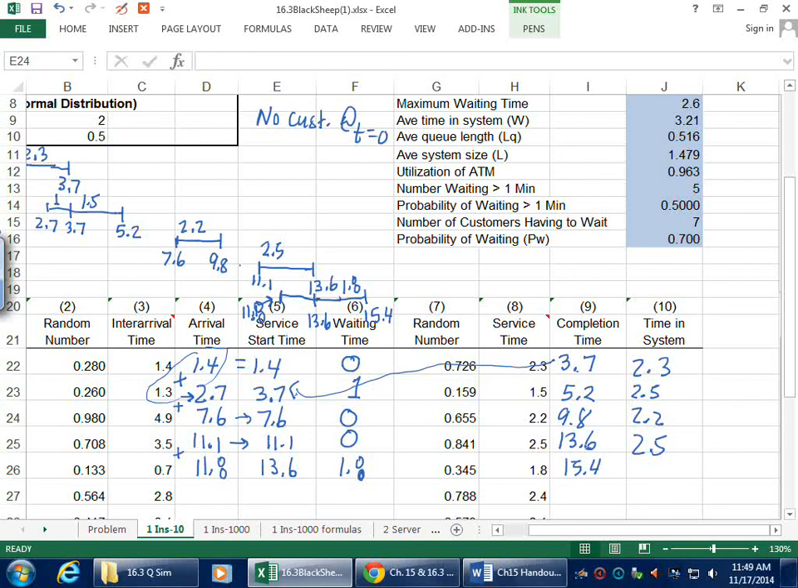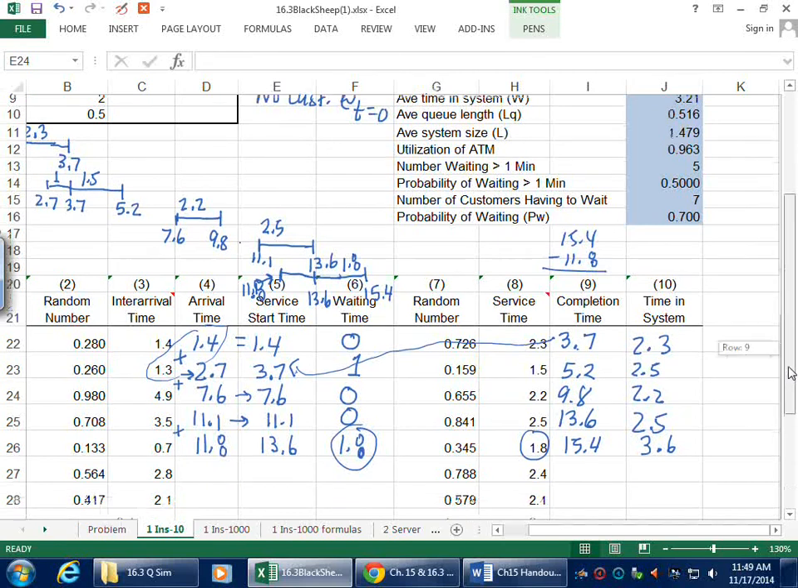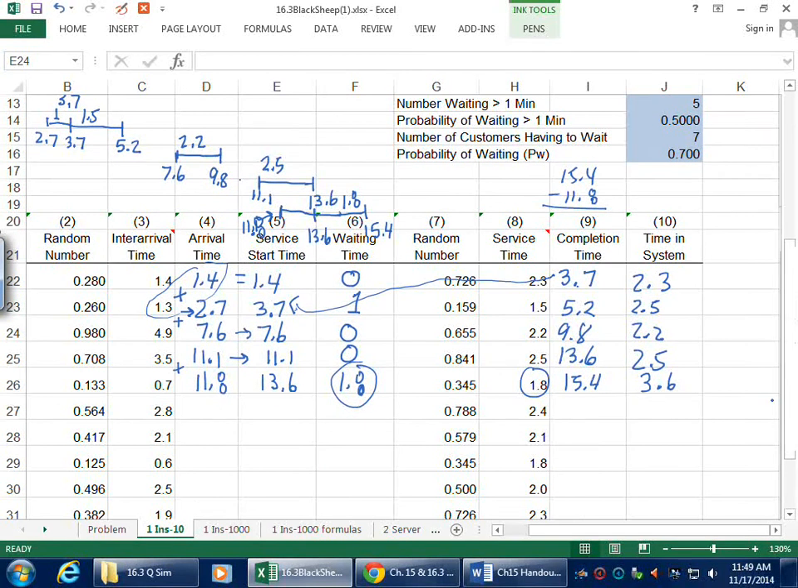Okay, and the total time is the whole thing here. So maybe I could just say 15.4 minus the 11.8. That's 3.6. Or I could just add the waiting time plus the service time, 1.8 plus 1.8, which is 3.6. Okay, so you could see how we could fill in the entire table like this.